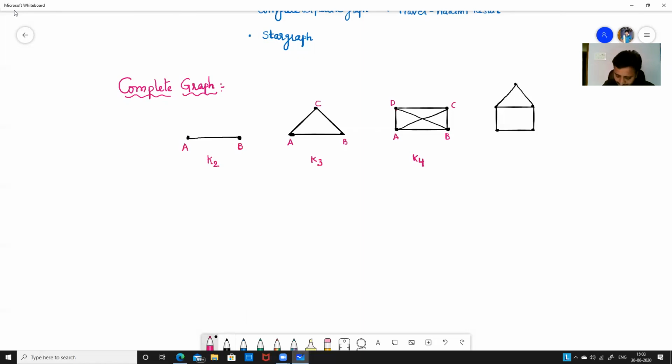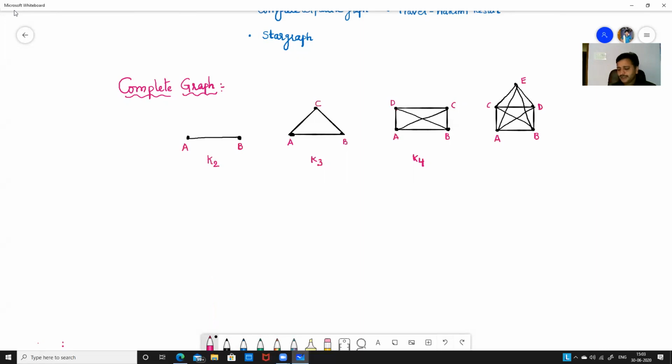Similarly, the fifth example is also not a complete graph because there is no edge between every pair of vertices. To make it complete, I can draw one edge, I can draw another edge. Still, it is not a complete graph. I can draw one more edge, and one more edge. Now it becomes a complete graph with five vertices.